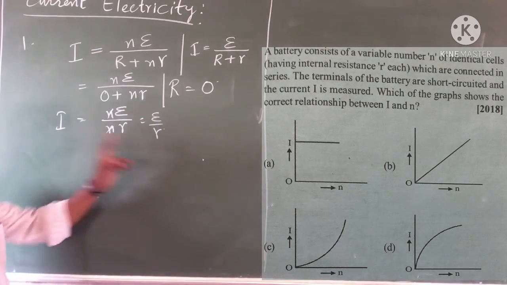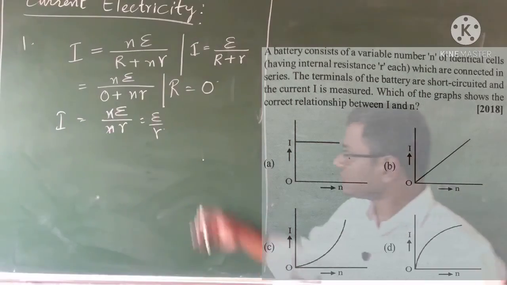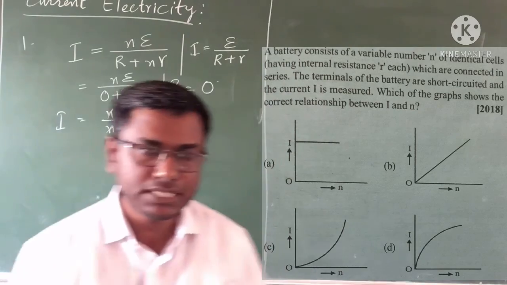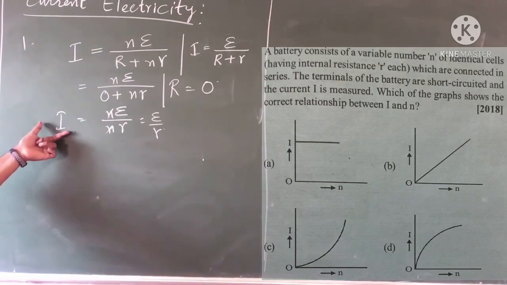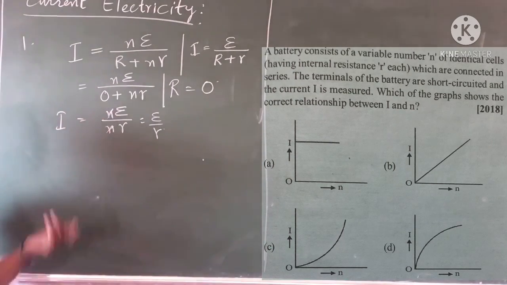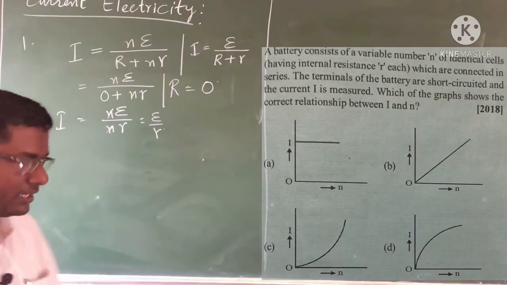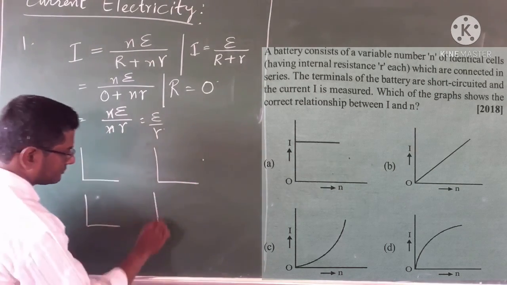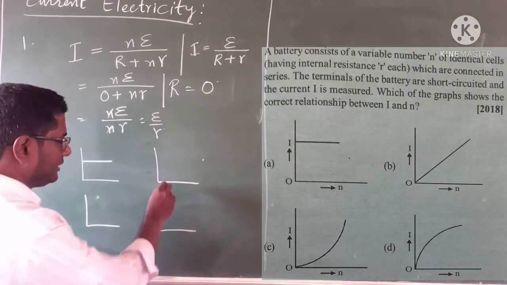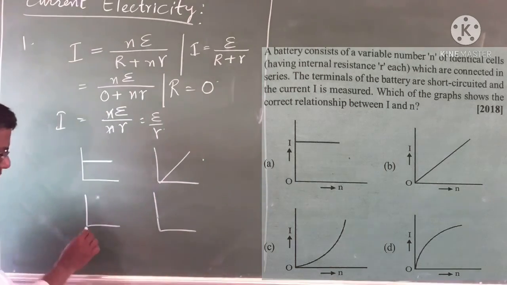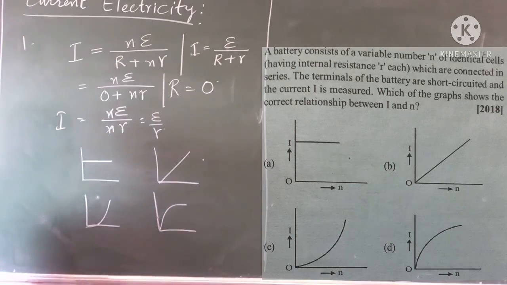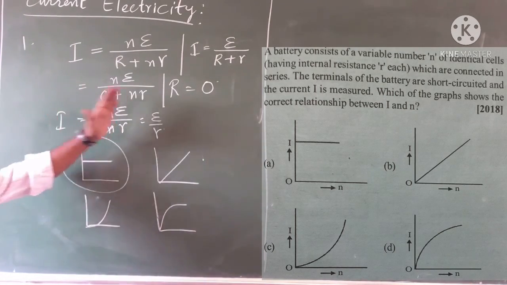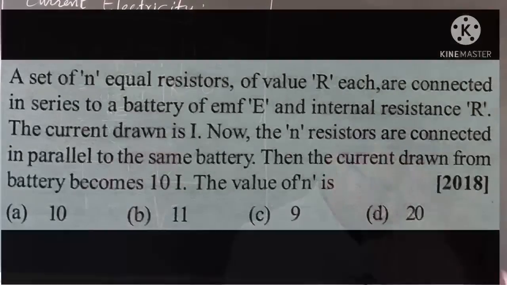Is there any relationship between this I and n on the right hand side? There is no n appearing in this part of the equation. That means there is no dependence of this current on n, the number of cells is not going to change the current. So there are 4 graphs given in the question. First one is a straight line, the second one is again a straight line, the third one is exponentially increasing, the fourth one is exponentially decreasing. So the correct answer for this one will be option A, because the current is independent of n. That means the current remains constant.